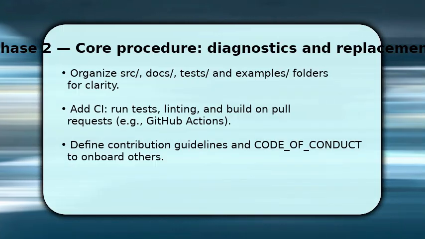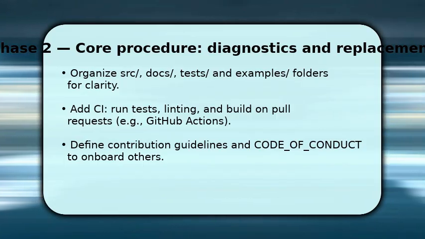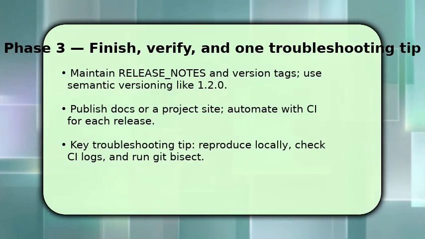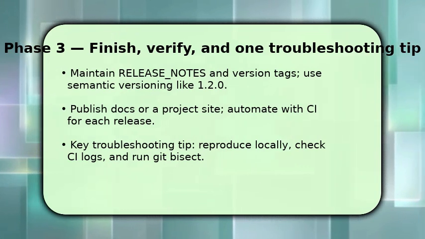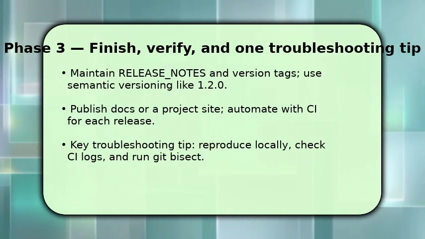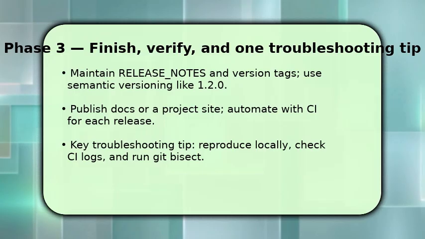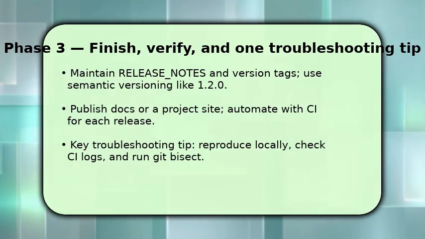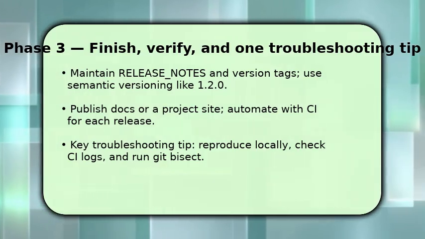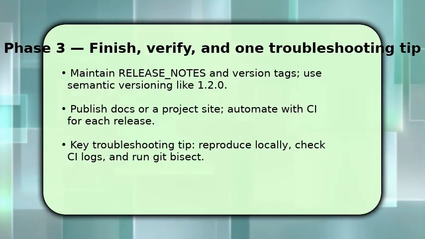Once those are in place, create a simple issue and a small pull request to verify the full workflow works end-to-end. To finish, polish documentation and release processes so users can adopt your project confidently. Maintain release notes and tag versions using semantic versioning like 1.2.0. Automate releases and docs with CI. Make sure README links to docs and examples.